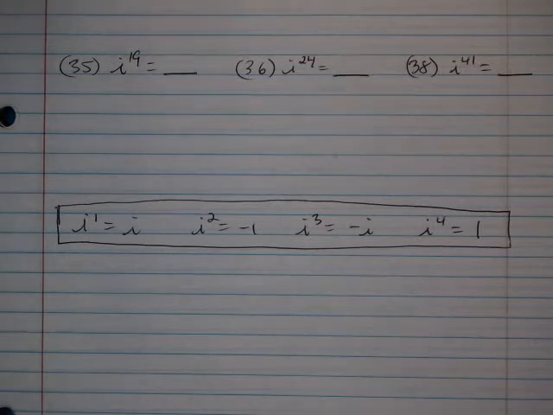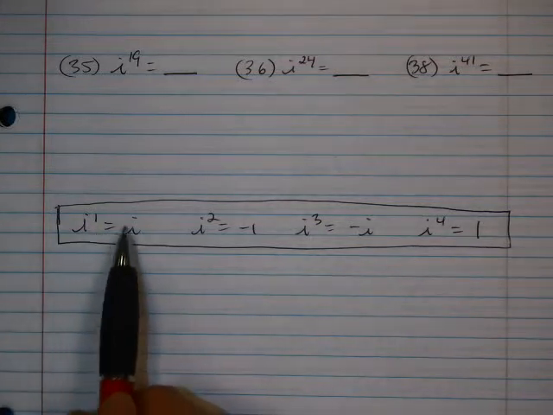Algebra 2 Worksheet 21.2. I'm at the bottom of the page. I'm going to look at 35, 36, and 38. These are all three versions of this bottom section where you're working with i to these really big exponents. And I put in this box here these notes.